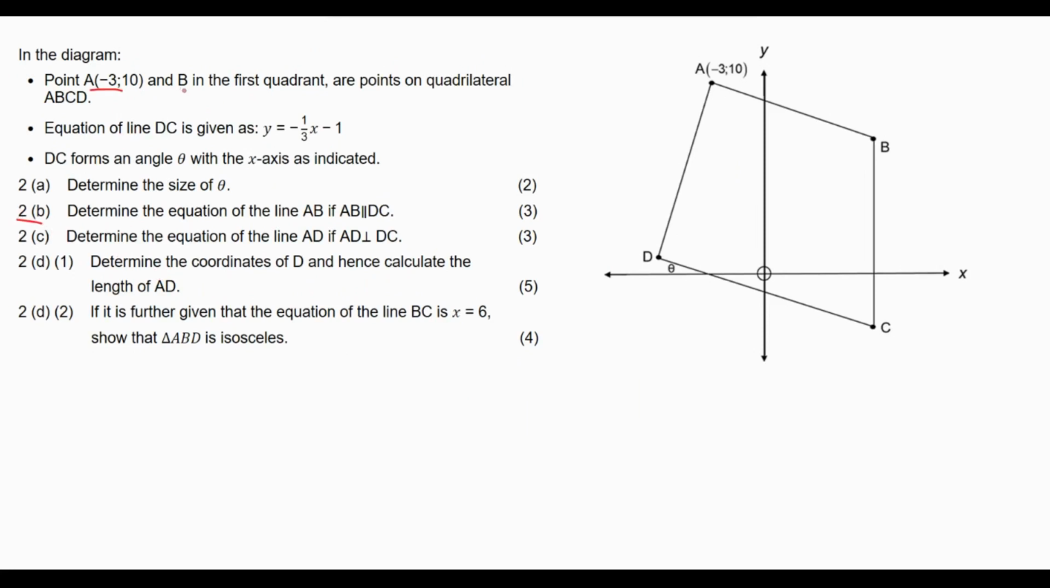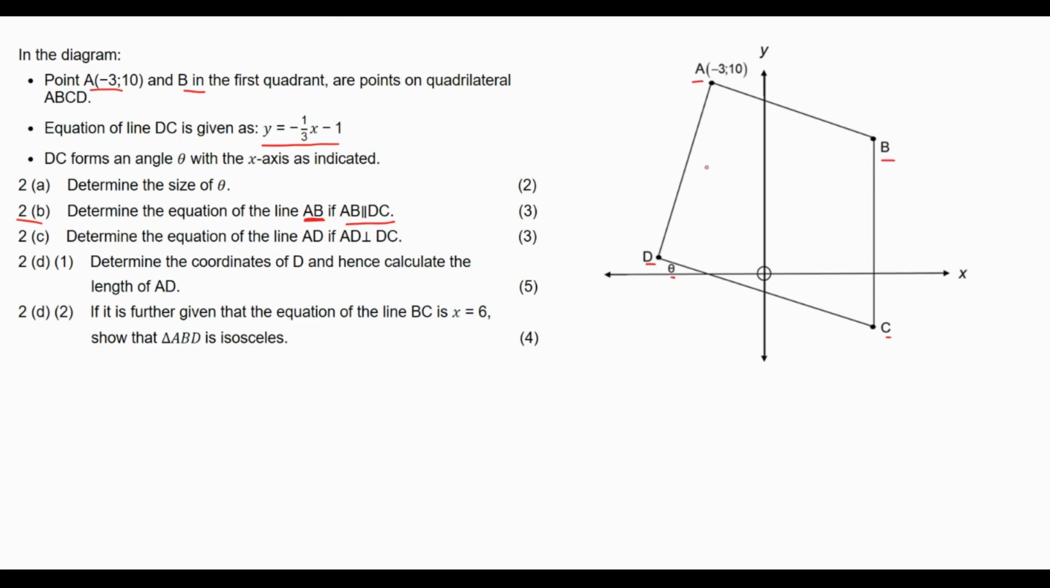Point A and B in the first quadrant are points on quadrilateral ABCD. We have quadrilateral ABCD. The equation of line DC is given as y is equal to negative 1 over 3x minus 1. That's the equation of line DC. This is line DC. DC forms an angle of theta with the x-axis as indicated. Determine the equation of the line AB if AB is parallel to DC.